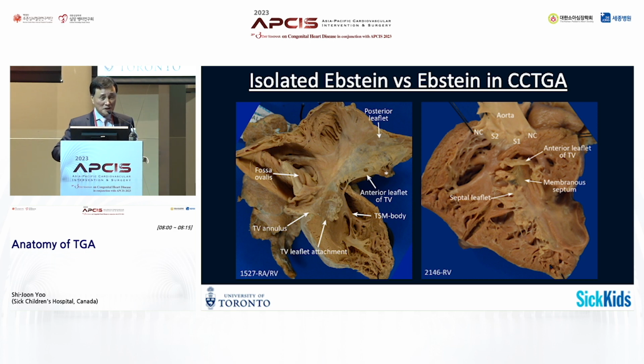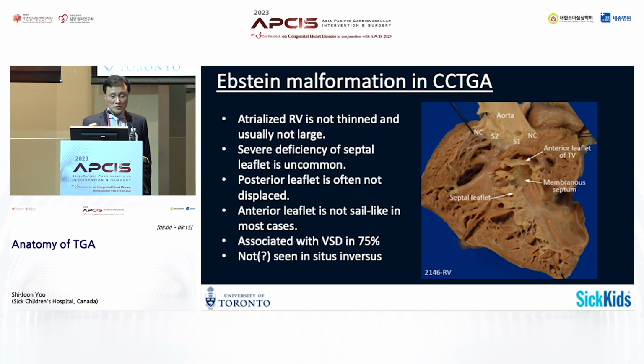Anterior leaflet typically sail-like, right? However, in CCTGA, what happens is that displacement is only minimal, septal leaflet not very hypoplastic, anterior leaflet not large. To summarize that, Ebstein's malformation in CCTGA, atrialized right ventricle is not thin and is usually not large. Severe deficiency of septal leaflet is uncommon.